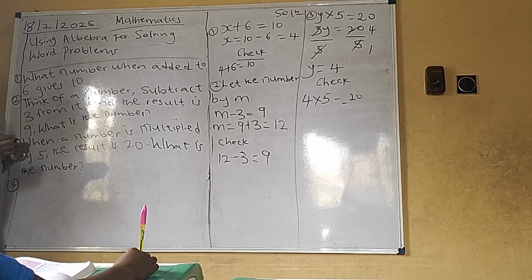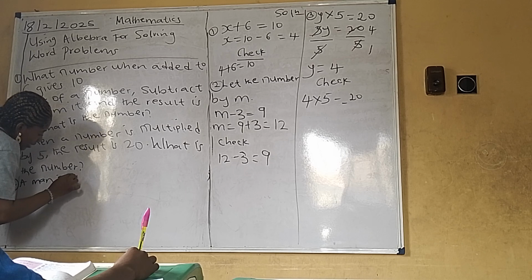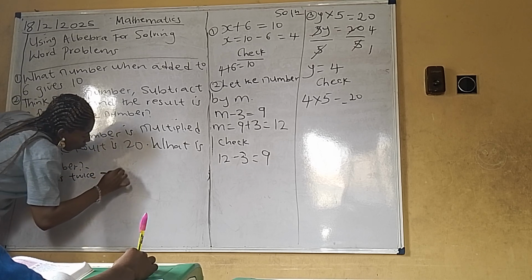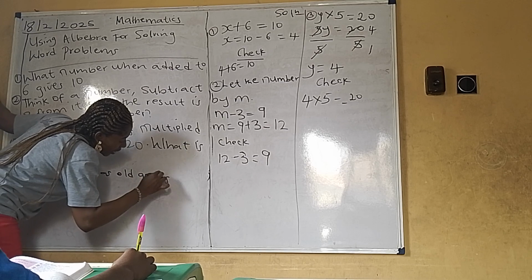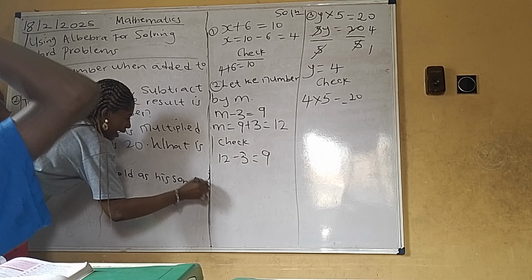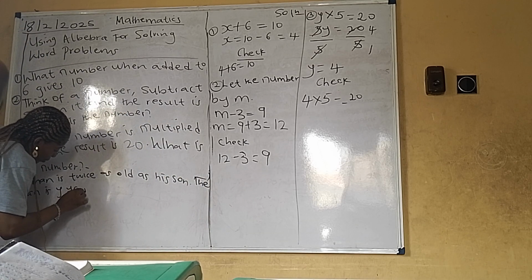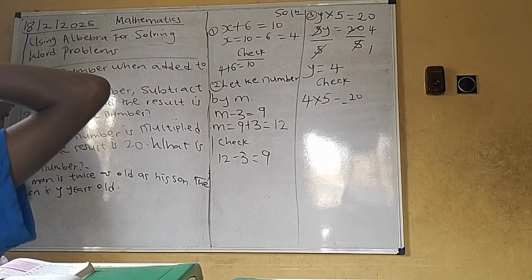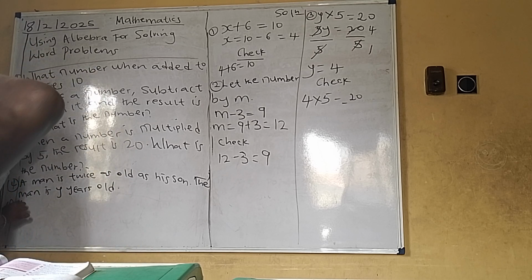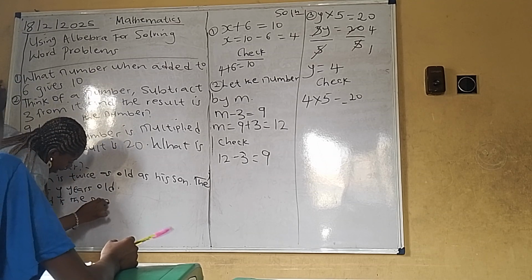It says what? A man is twice as old as his son, okay? That's A, right? The man is 1 year old, okay? A, alright? How old is the son? How old is the son, okay?